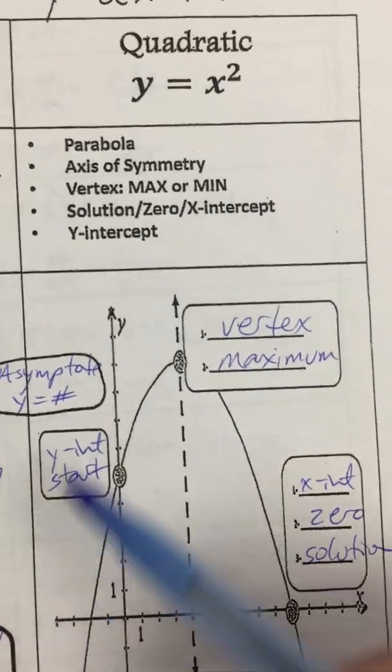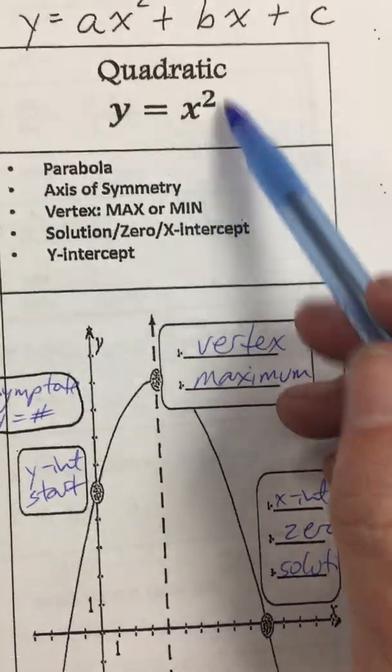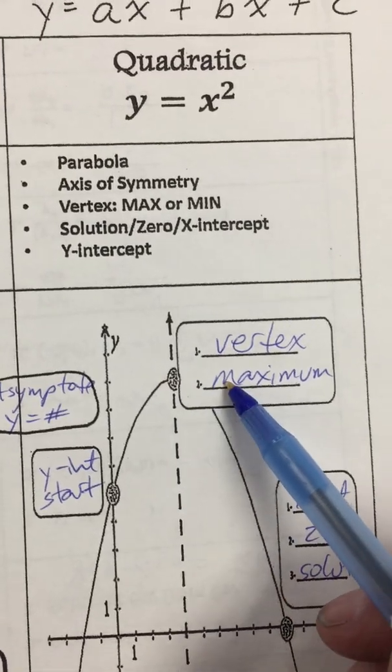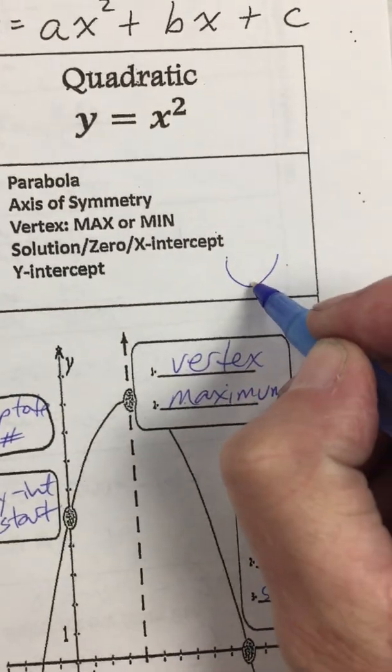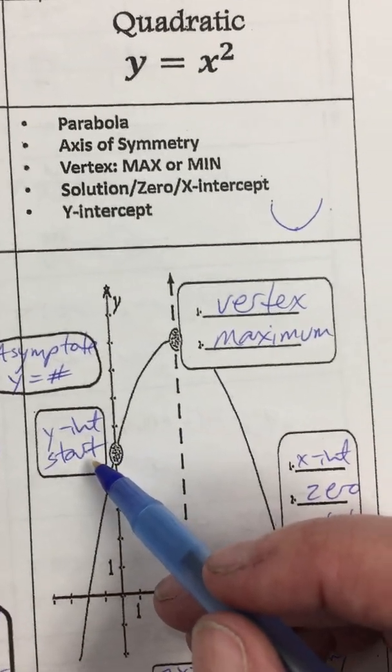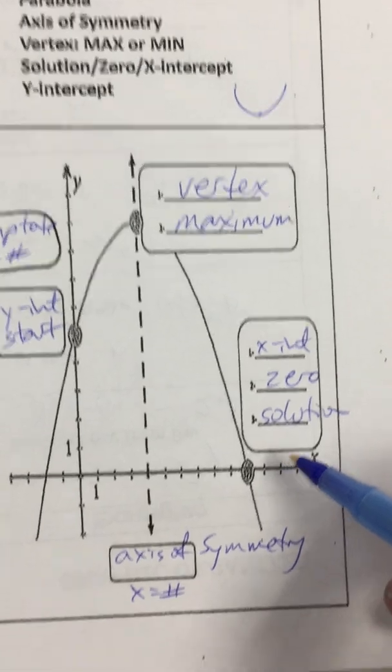On the quadratics, they make a lovely parabola, and of course they have x squareds in the equations. Where it changes direction is your vertex. If it's a high point, it's a maximum. Had it been a low point, it would have been a minimum. Still a vertex, but a minimum. Y-intercept and starting amount we already talked about. X-intercepts and 0 solutions we talked about.